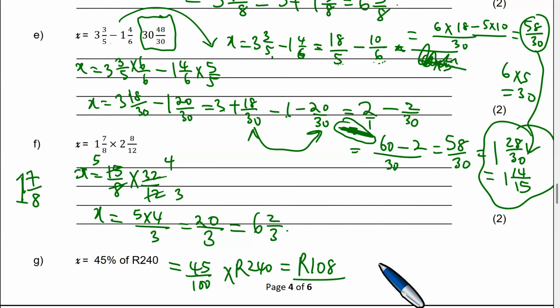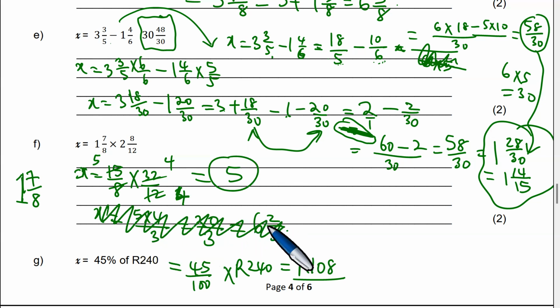I was saying we divided here by 3. If you divide 12 by 3, you get 4. If you divide 15 by 3, you get 5. So the answer becomes 4 divided by 4, and then you're left with only 5. So check that part. The answer is only the number 5 there.